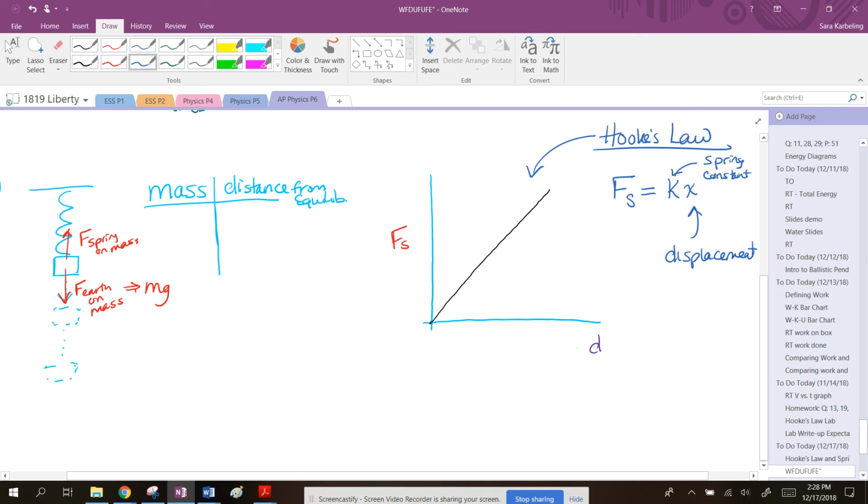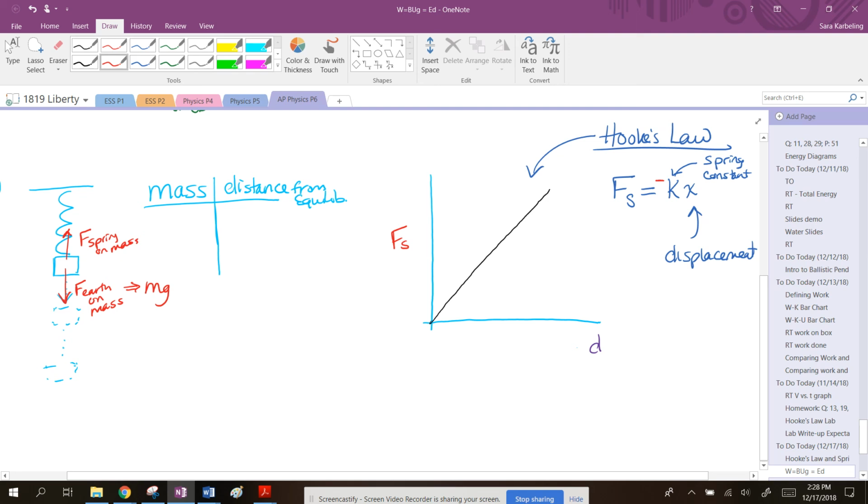Okay. So the last little piece of Hooke's law that's really important is that we need to have a negative sign in there. That negative sign just means that it's going in the opposite direction. That's all it means. That the force and the displacement are always in opposite directions.